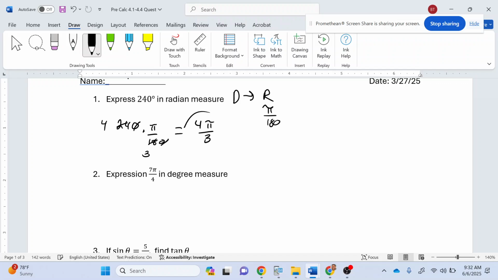Change radians into degree measures. Since I'm going to degrees, 180 is on top of my fraction. 7 pi over 4 times 180 over pi. Cross out the pi's. Do a little bit of math. What do you got? Yeah, that's right. 315.